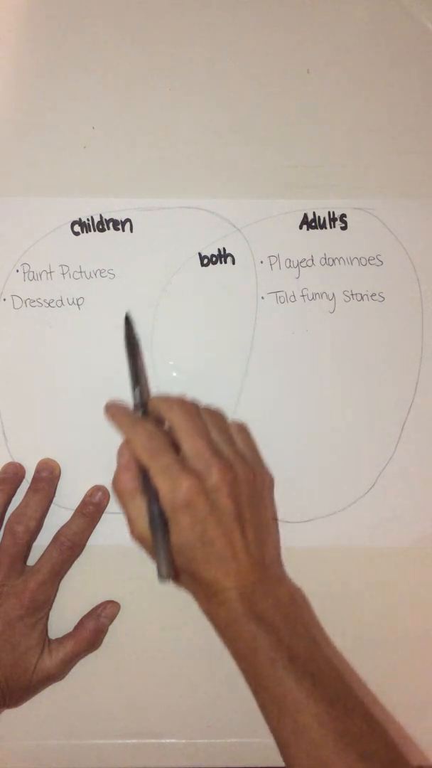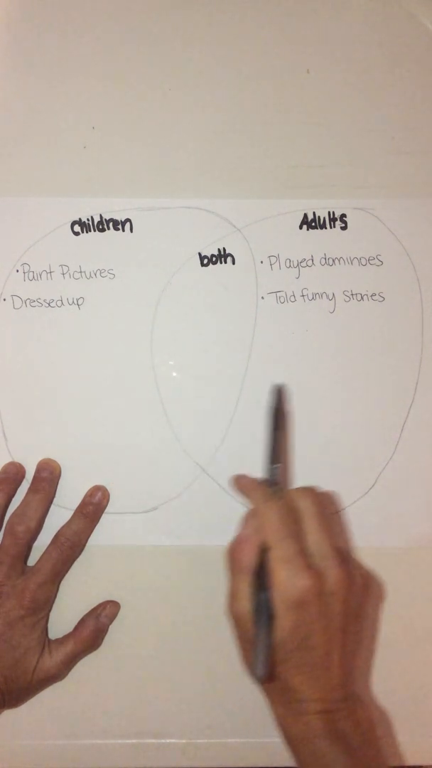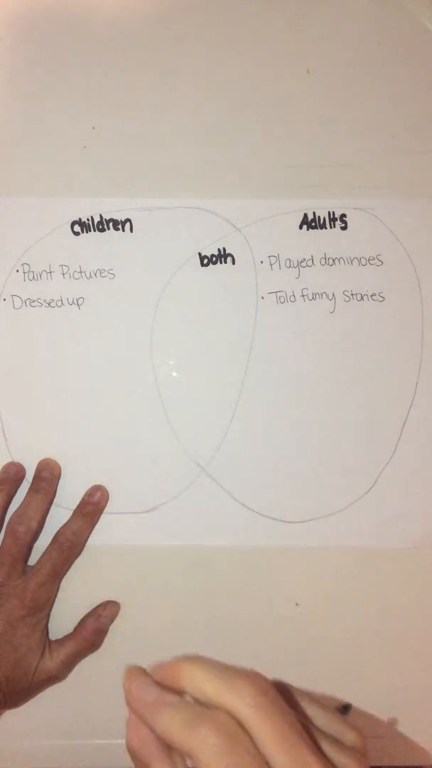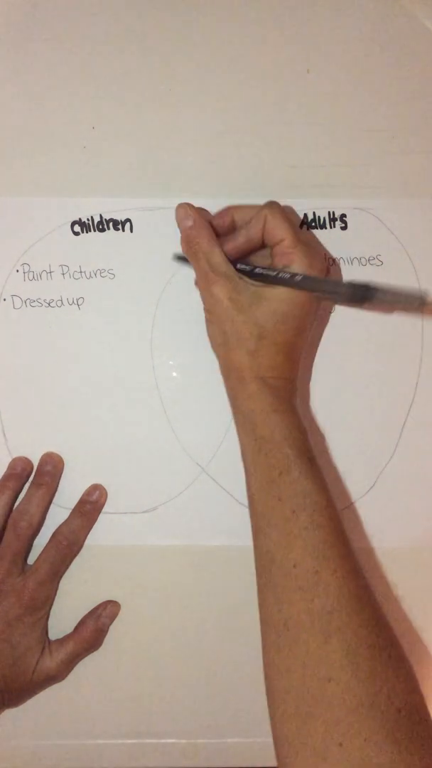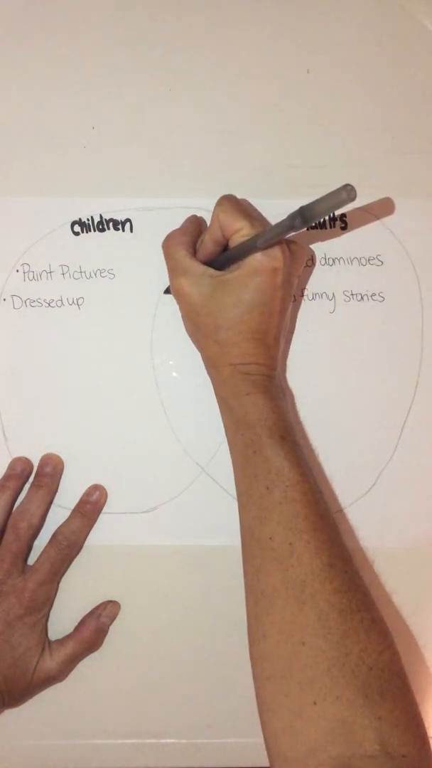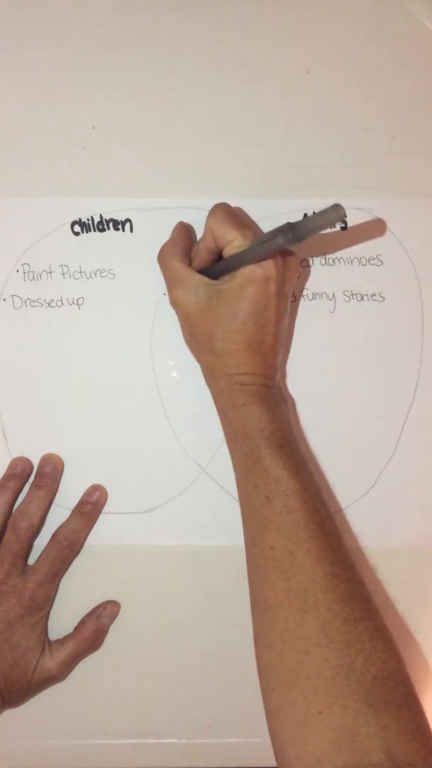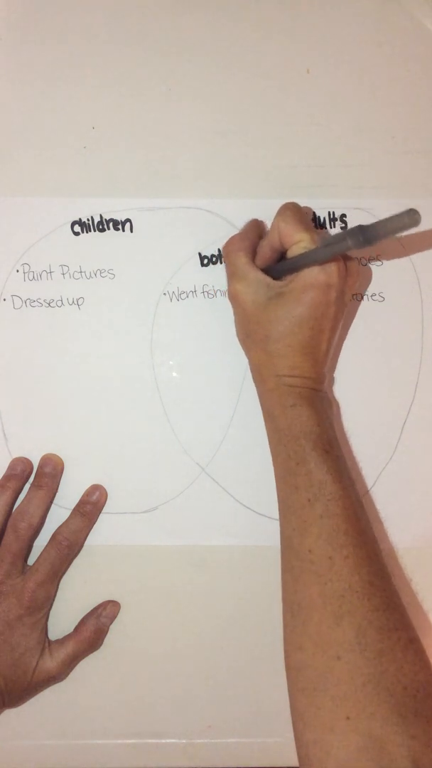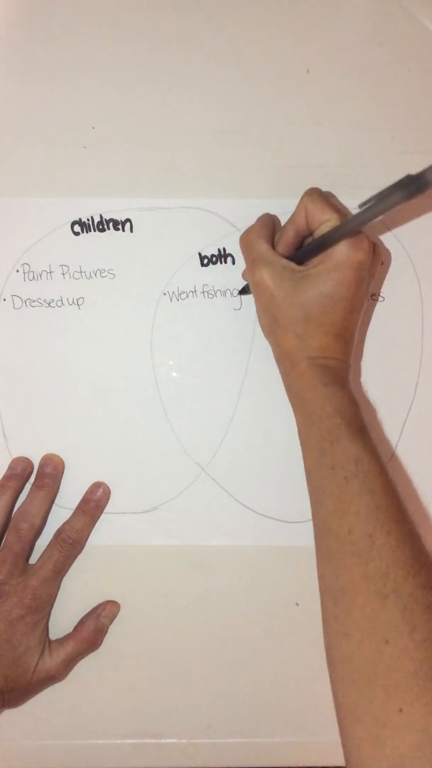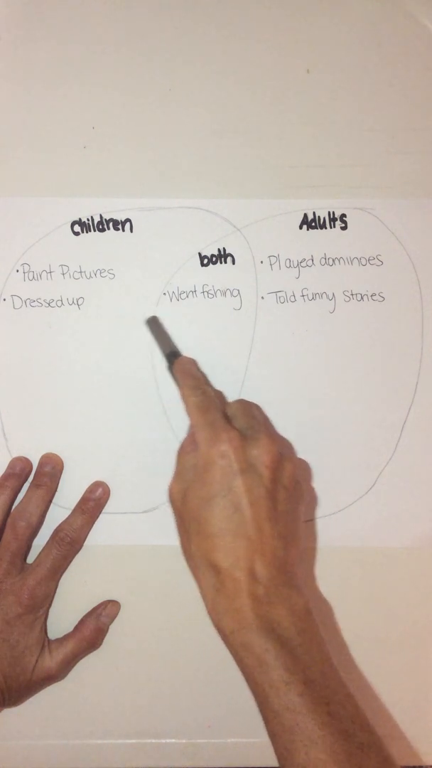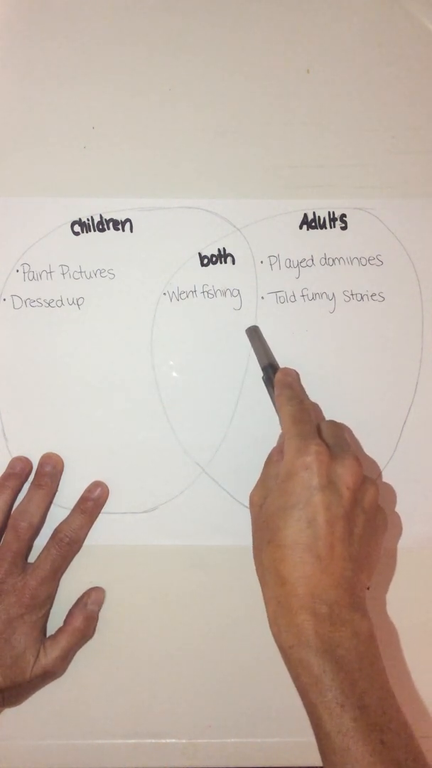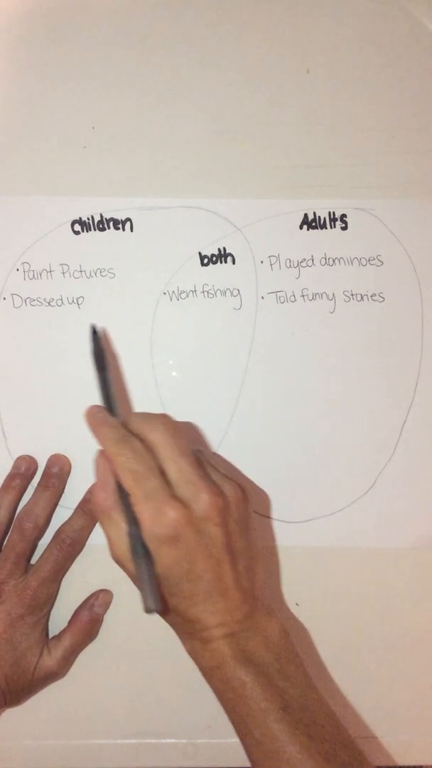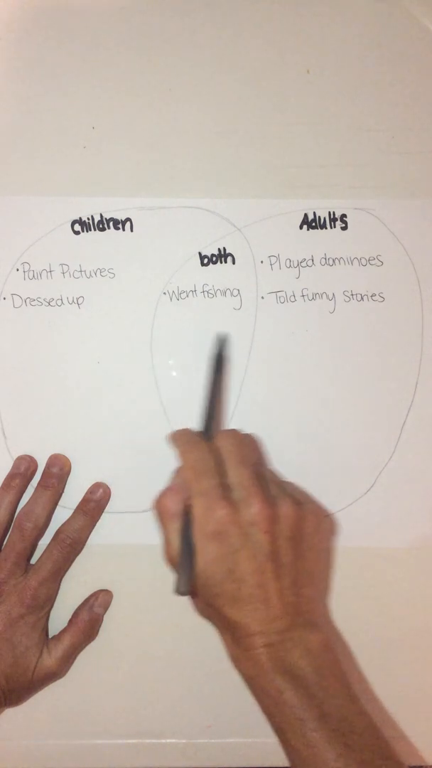Now, in this middle part, I'm going to write down what both the children and the adults did that was the same. They went fishing. If you remember the photograph of Camila and her dad fishing at what looked to be a very large lake or maybe even the ocean, that was something that a child and an adult did. They went fishing.